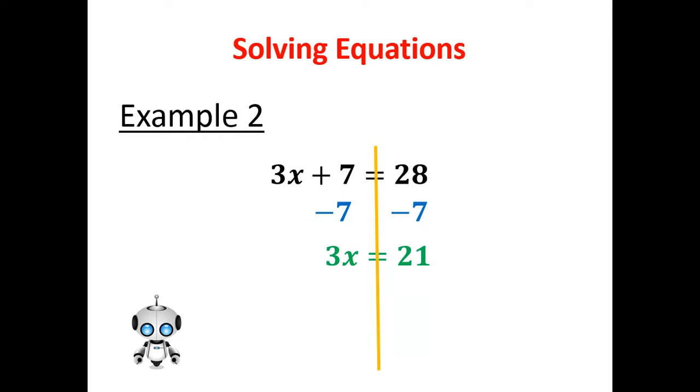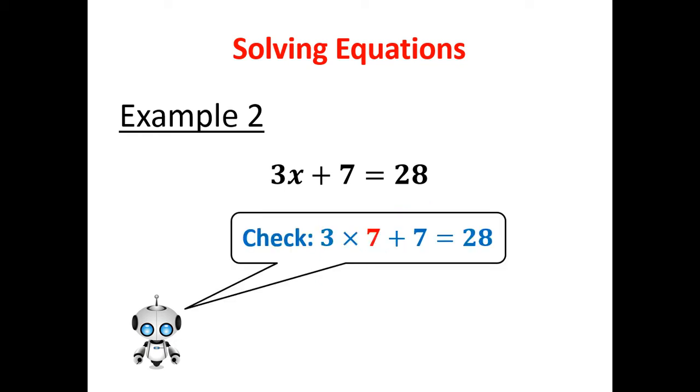Step 1 done. Now moving on, we have a 3 times x. On the left, to get rid of a times 3 we divide by 3, but we must divide the right hand side by 3 as well. On the right 21 divided by 3 makes 7. Back on the left 3 divided by 3 cancel to 1, leaving us 1x, and x is equal to the number 7. A quick check again: 3 times 7 plus another 7 makes 28.